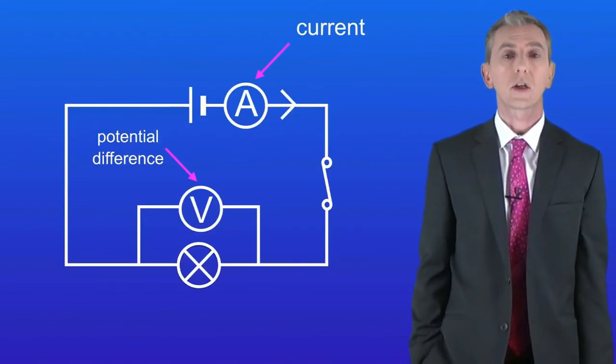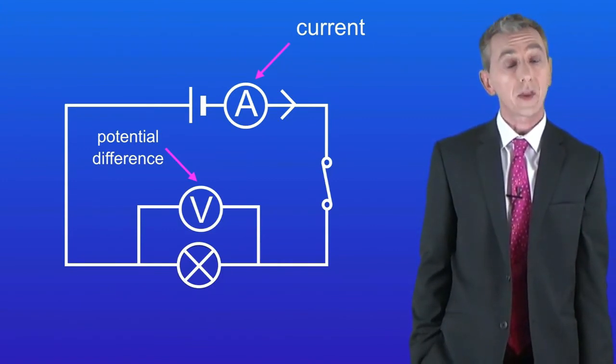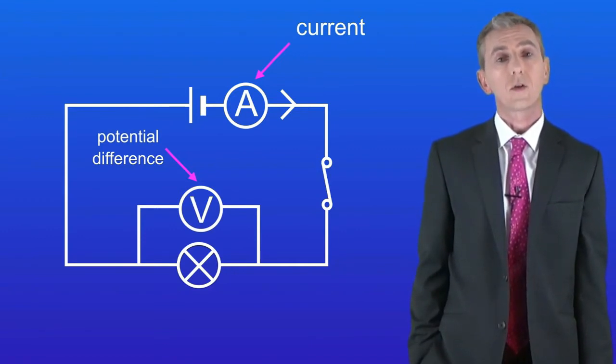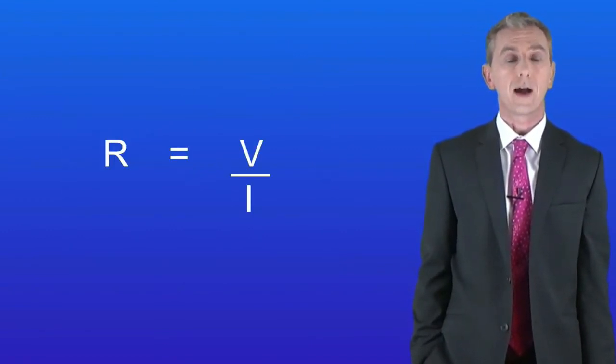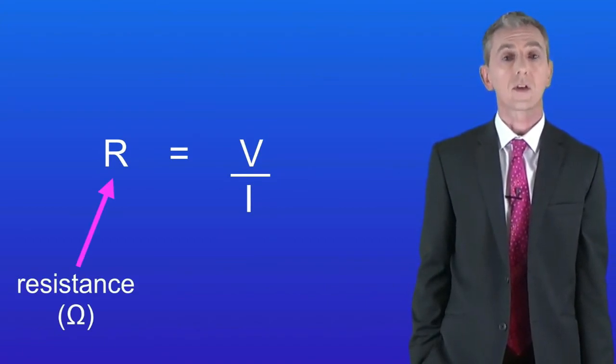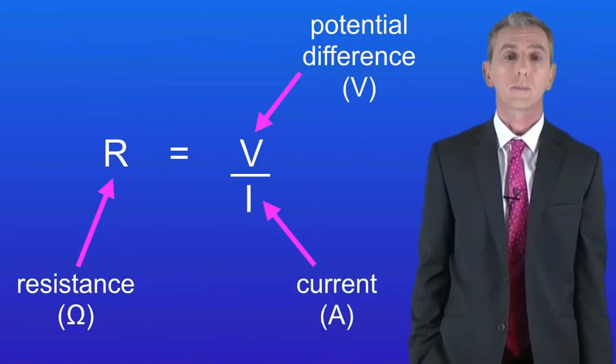So if we go back to our circuit, if we measure the current going through a component and the potential difference across it, we can calculate the resistance, and that's what the exam could ask you to do. To calculate resistance, we use the equation R equals V over I. R is the resistance, and the unit of resistance is the ohm. V is the potential difference in volts, and I is the current in amperes.